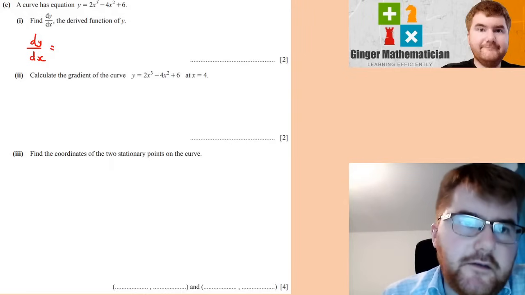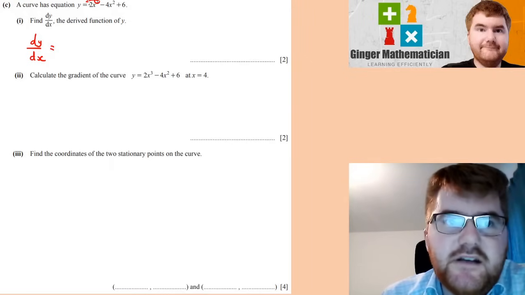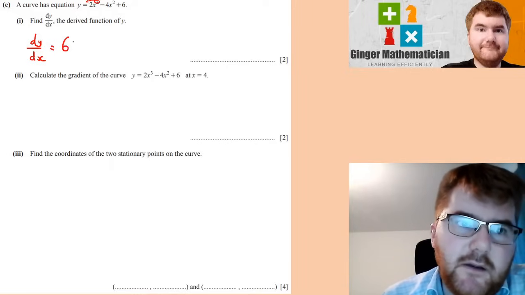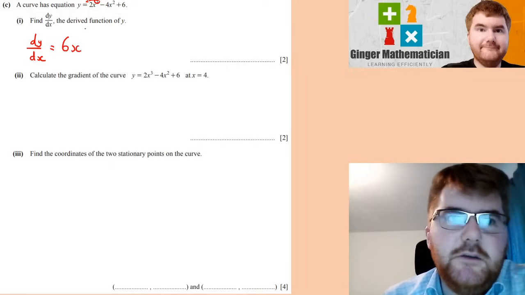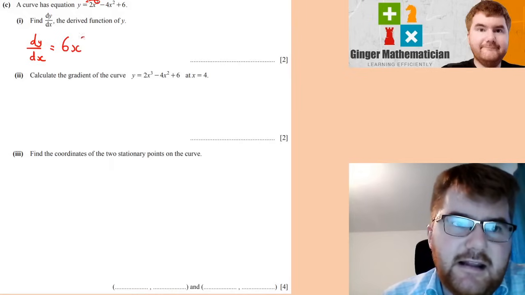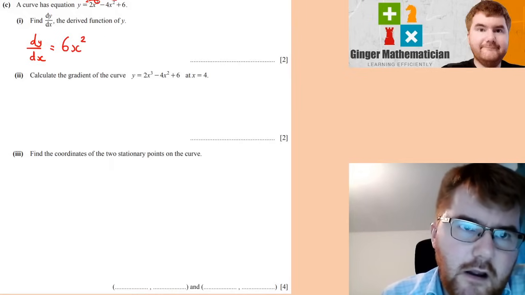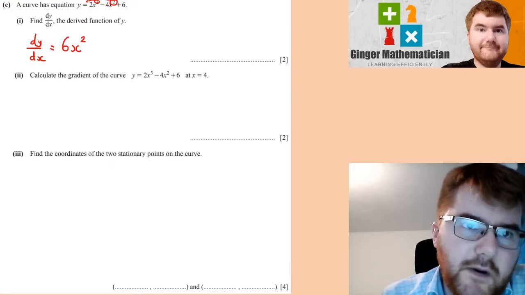So we take the 3 here, we bring it to the back. So 3 times 2 is equal to 6. We reduce the index by 1, so it was an x cubed, and now it's going to become an x squared. And likewise for this part here, we're going to take the 2 there, we're going to bring it to the back.